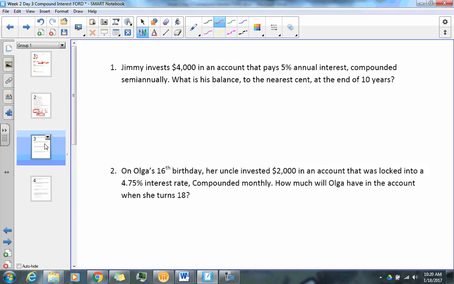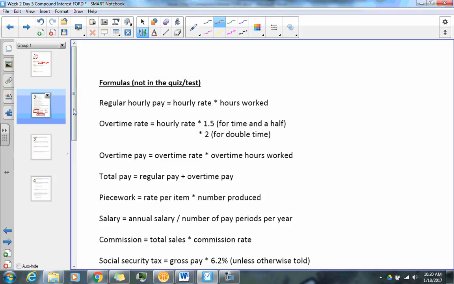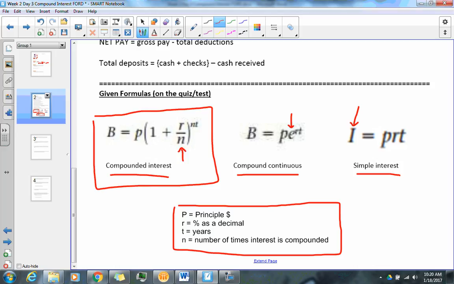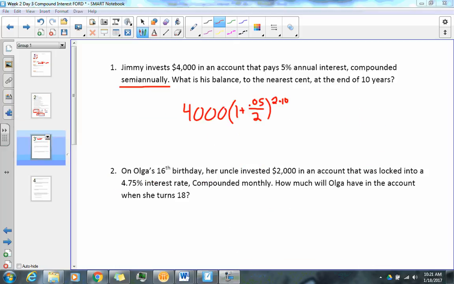Now, let's go down to this one. Jimmy invests $4,000 in an account that pays 5% annual interest. Here we go. Compounded semi-annually. What is his balance to the nearest tenth or the nearest cent? Now, I'm going to pause the video and I'm going to set the problem up. Semi-annually means I'm using, once again, the big formula. All right, so I'm going to pause the video and put all this into a formula.